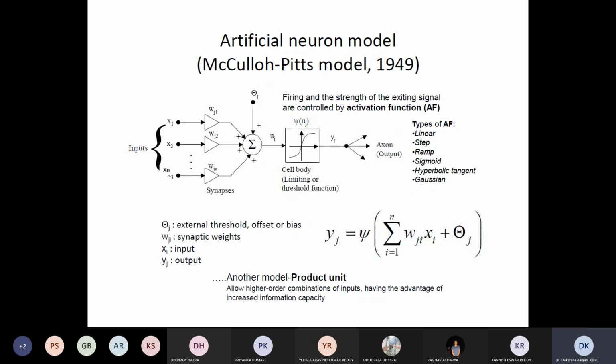Now, if I consider the first such kind of artificial neuron model, the McCulloch-Pitts model was introduced in 1943. Here you can see the year is written as 1949, which is not correct. The correct year of introduction of the McCulloch-Pitts model is 1943. Now, why was this model introduced?